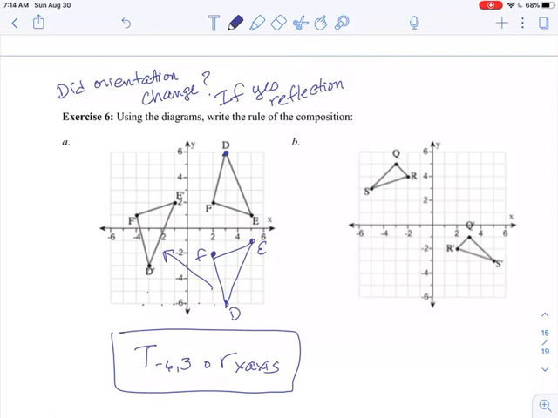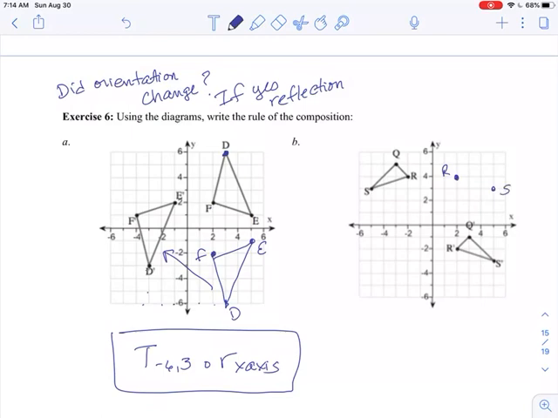So that's how you sort of play around with these. Look first to see if a reflection took place. If a reflection took place, then after that, it's usually just a translation to get it in the right spot. But you want to make sure everything's good. Like look at B. I've got Q, R, S. So Q's on top, S is on the left, R is on the bottom. Look at my image. Q is still on top, but the R is now on the left and the S is on the bottom. That means I must have done a reflection over the y-axis.